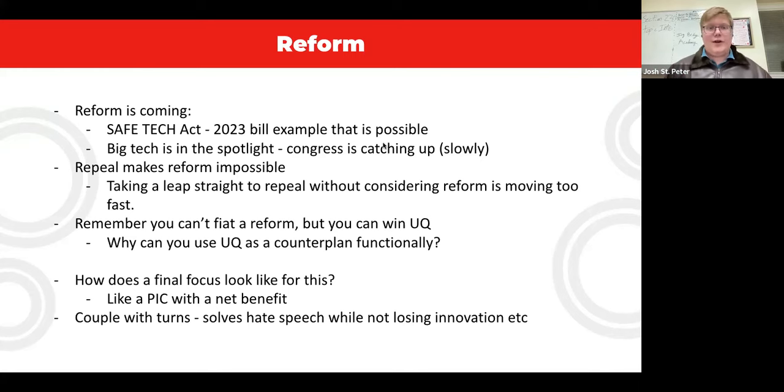So that's the first way we can look at it: you can find a bill that is a reform that in some way moots Section 230 and tries to get rid of parts of it, of which we can see an example was FOSTA-SESTA, which did get passed in 2018.